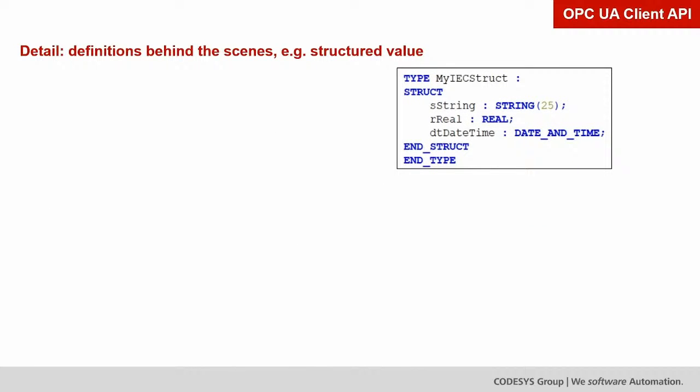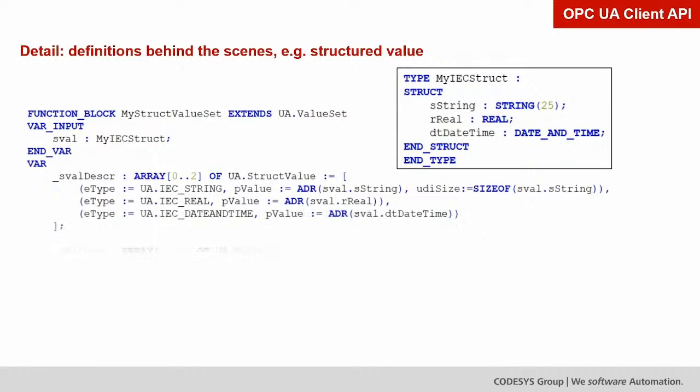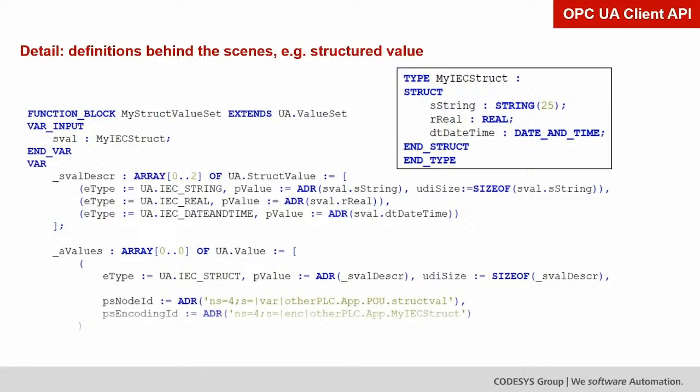Let's look behind the scenes. If you have an IEC structure with components like a string, a real value, and a datetime value, then you derive a function block from value set with a component structure element, and you define a description of this structure value with the single components: a string with the address of the string component and its size, the real value with its address, and the datetime value with its address. And then you collect this in an array, in this case just one element, which contains this structure with its description and a definition of the node ID by which to find it on the server, and an encoding ID so that we can check that it is encoded the same way and defined the same way in the server and in the application here.